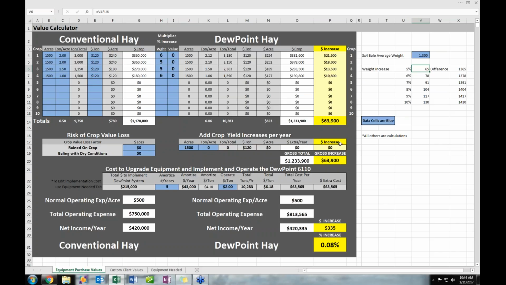And I hate to use the word guarantee, but I can almost guarantee you that if you put a steamer on your farm operation, you will get 5.5% of weight increase across the board, simply because the steamer is that good at doing its job. 5.5%, 70 pounds is not that hard to increase your average bale weight by 65 to 70 pounds. So that is the value spreadsheet.